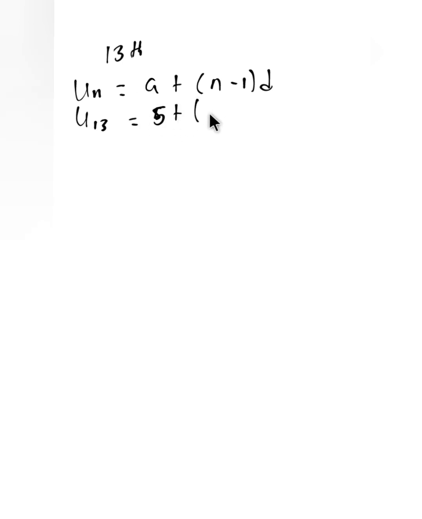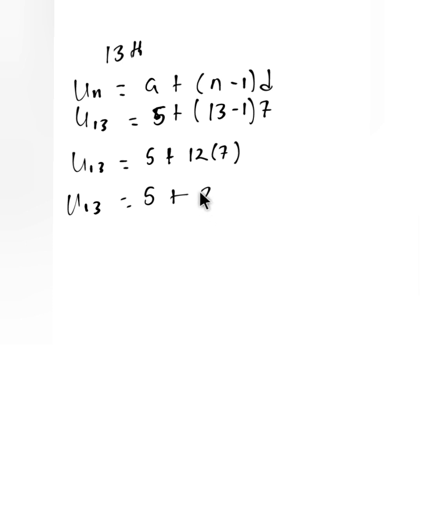Now let's solve for part B. In B, we find the sum of the 13th and the 56th term. So we need to find the 13th term. Recall that Un is equal to A plus bracket n minus 1 D. So U13 is equal to A, which is 5, plus bracket 13 minus 1, D is 7. So U13 is equal to 5 plus 12 times 7, which is 84. U13 is equal to 89.